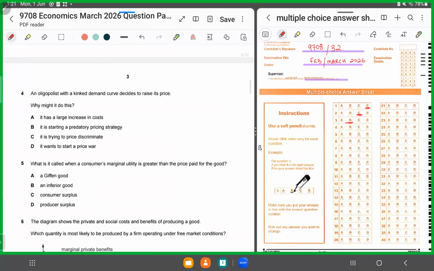MCQ number 4 says an oligopolist with a kinked demand curve decides to raise its price. So now what happens? We are talking about a kinked demand curve. So what is a kinked demand curve? A kinked demand curve is a traditional model of a firm's behavior in oligopoly, right? So this would look something like this. It is elastic initially and then it turns out to be inelastic. That is why it's called kinked, right? It's a little broken, right? Now, over here it's price and over here it's quantity. And this is Q and this is P.